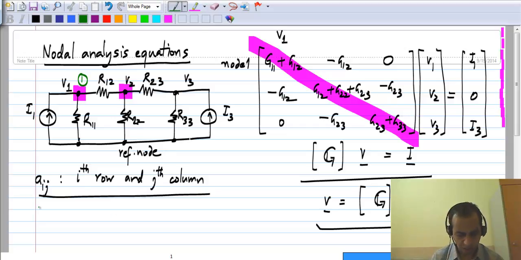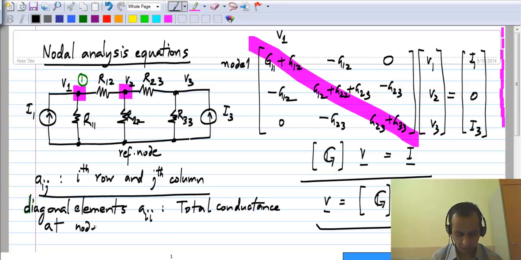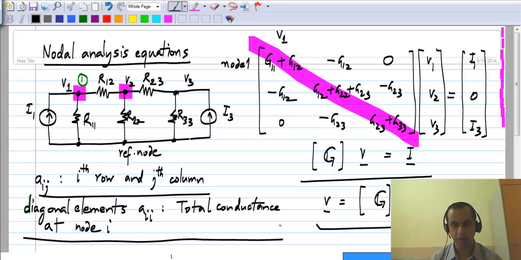Okay, so the diagonal elements, if you look at Aii, that is diagonal element in the ith row, then this has the total conductance at node i. Okay, so that should be pretty obvious.